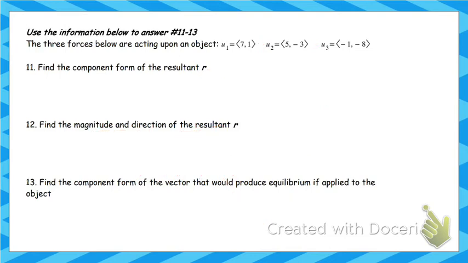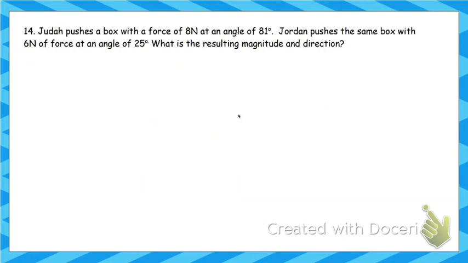All right, last thing we're going to do is some word problems. Now, if you remember these, they'll take a lot of work. They have a lot of steps, but it's not any steps we have not already done. So we'll start with the first one. Judah pushes a box with a force of 8 newtons at an angle of 81 degrees. Jordan pushes the same box with 6 newtons of force at an angle of 25 degrees. So we're going to find the resulting magnitude and direction. So the first thing we have to do is get to component form. So let's get Judah's component form.